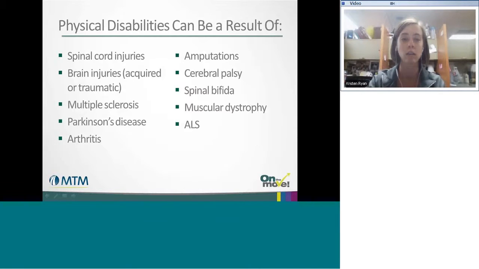Next slide. Here's a short list of various types of physical disabilities, including spinal cord injuries, brain injuries that can be acquired, such as through a stroke or maybe an aneurysm, also traumatic brain injuries, multiple sclerosis, Parkinson's disease, arthritis, amputations, cerebral palsy, spina bifida, muscular dystrophy, ALS. I mean, the list could go on of any type of illness or something that a person may have that could result in a physical disability. Next slide.